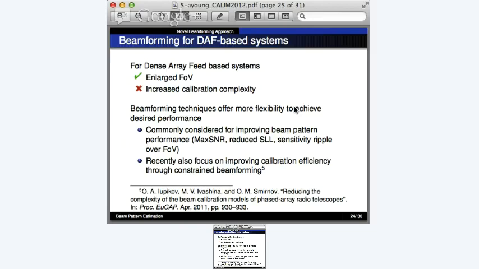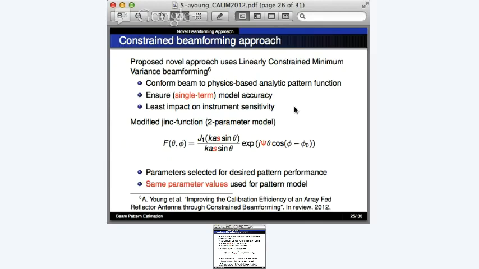So, the proposed approach here is to use a linearly constrained minimum variance beamforming scheme, which conforms the radiation pattern to a certain analytic function, which is shown here. So this is just the Jinc function, with k the wave number, a your reflector radius, and then we've included this beam width scaling parameter s, and we've also added this phase factor, which is actually used to model the shift in the position of the phase center as the antenna is scanned.